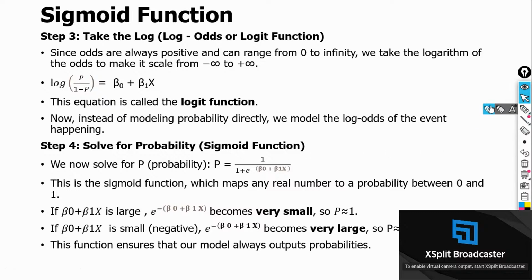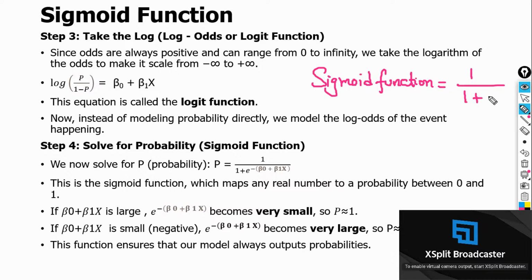I'll keep the formula. The sigmoid function is given by the formula 1 by 1 plus e to the power minus x. So the value of the probability will be calculated and substituted.